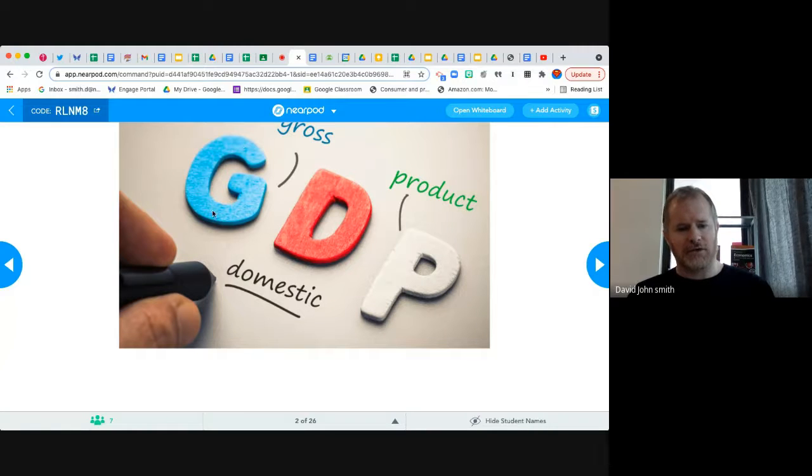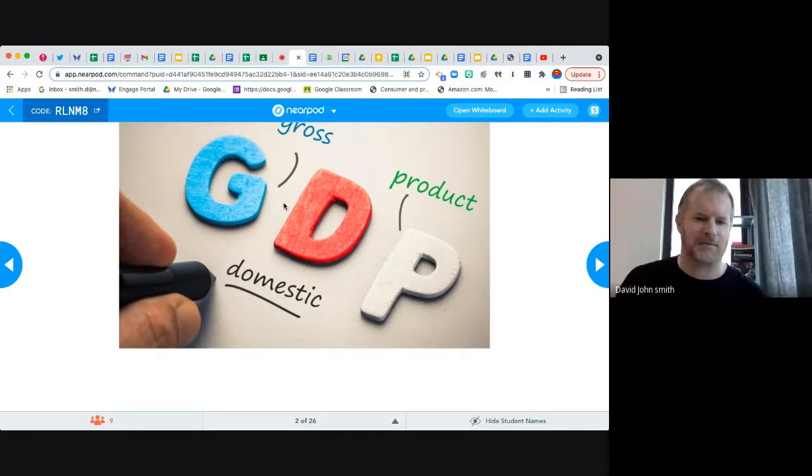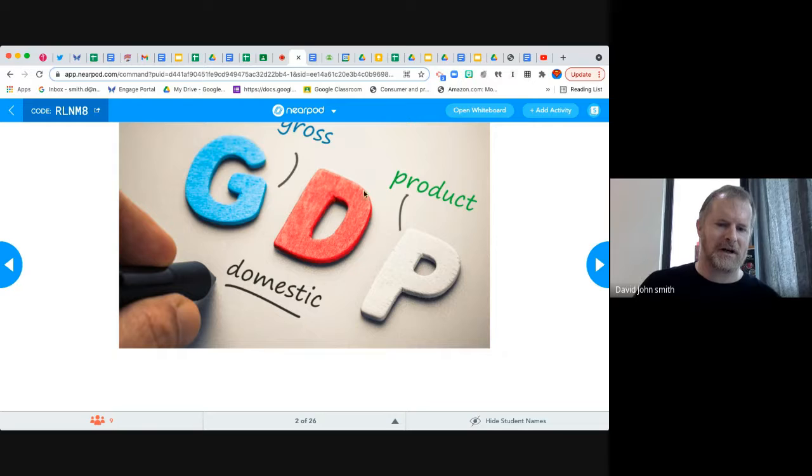So gross isn't meaning, oh no, I don't like it. Gross is actually going to be talking about a total. It's an old-fashioned word for total. So the total amount of product or production that we are manufacturing domestically, or if you like, within the economy. So that's a bit of an explainer as to why we use this sort of unusual phrase, gross domestic product. Quite often you'll see it written as just GDP.